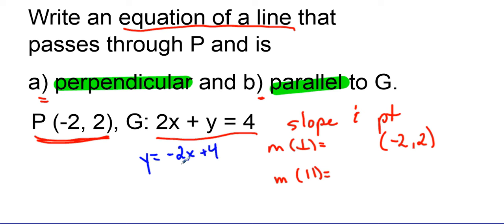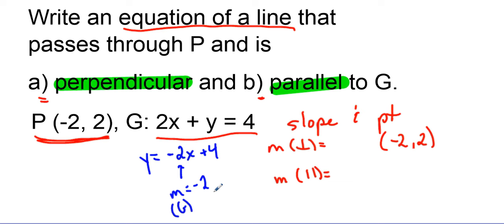So the key thing is we have to identify the slope. The slope is the coefficient next to the x. Do not write negative 2x, that's not our slope. Negative 2 is the slope of G. So that's the slope of line G, negative 2. So what does that mean?